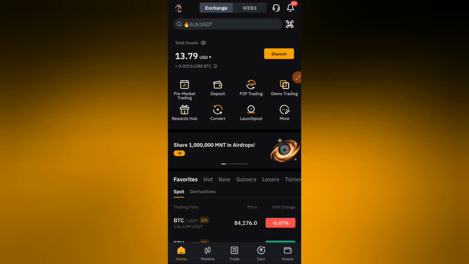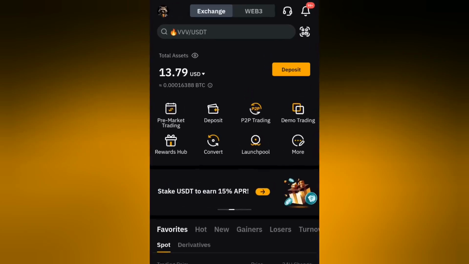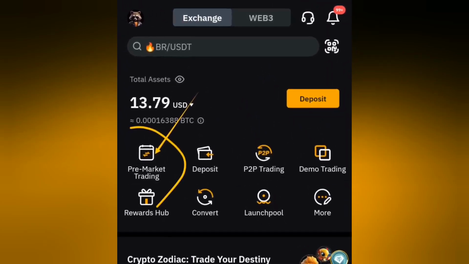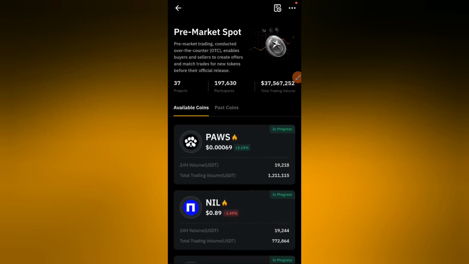So the first thing you have to do once you sign up and register on Bybit is to come to this very one that says pre-market right here. Just click on pre-market, and you can see this is pre-market spot. Now you might be asking, what is the need of the pre-market? The pre-market is where you can actually buy tokens before they actually list. This is kind of a risky investment, but if you do your due diligence and research, you might end up profiting big from this.